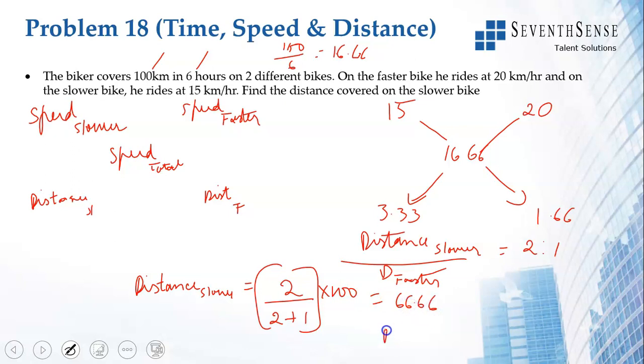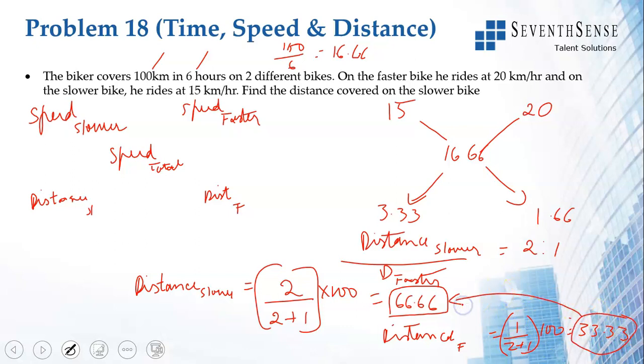So that is the distance by the slower bike. If they had asked the distance on the faster bike, it is 1 by 2 plus 1 into 100, 33.33. You can quickly verify that these two together add to 100. Even here we know there is one with the lower speed, one with the higher speed. Your average speed for the journey can't be lower than this, it can't be higher than this. So it will have to follow Mixtures and Alligations rules.